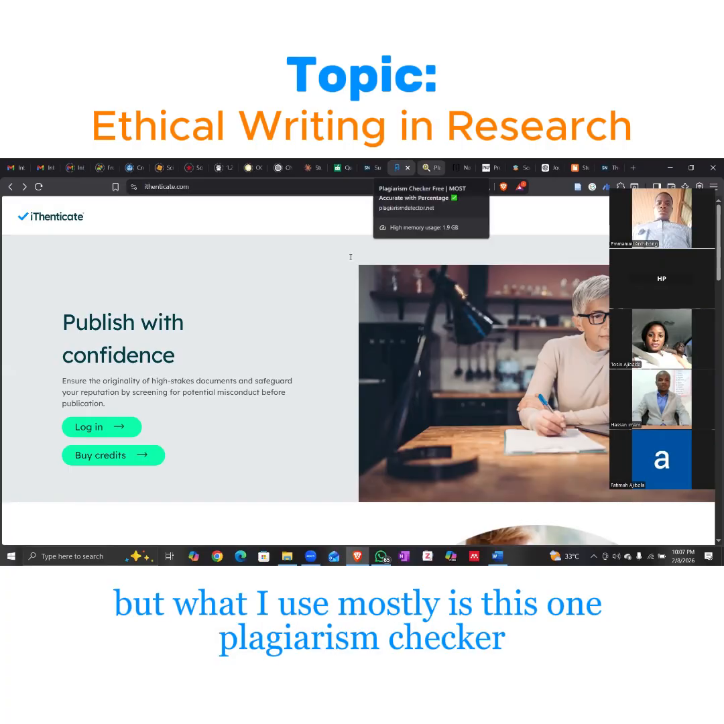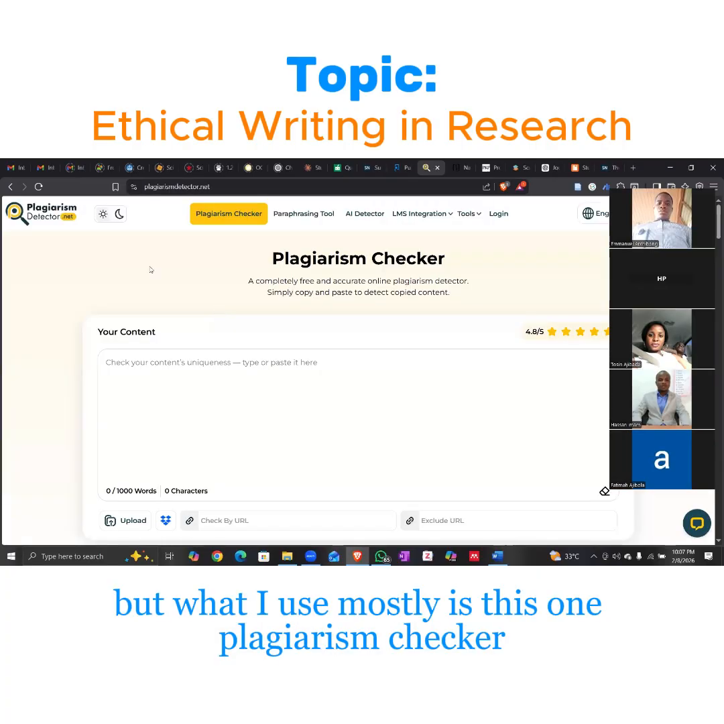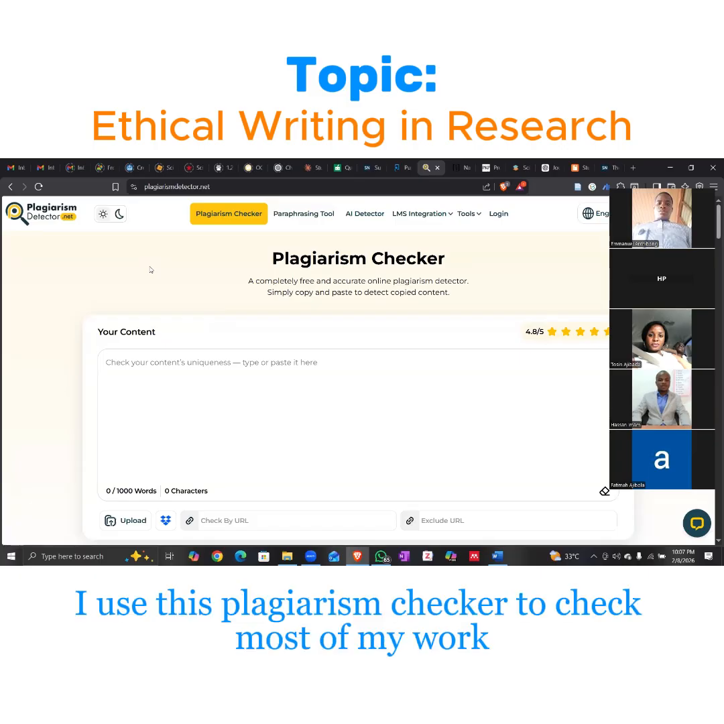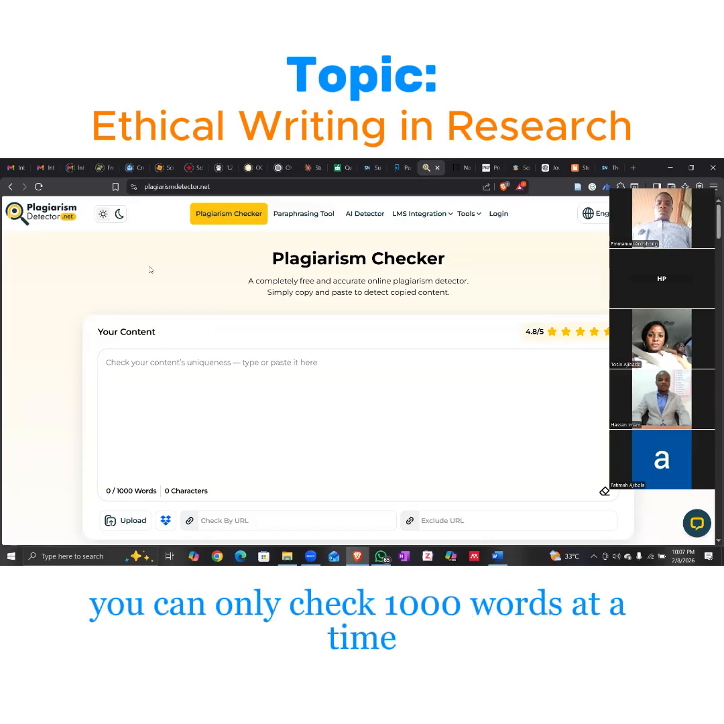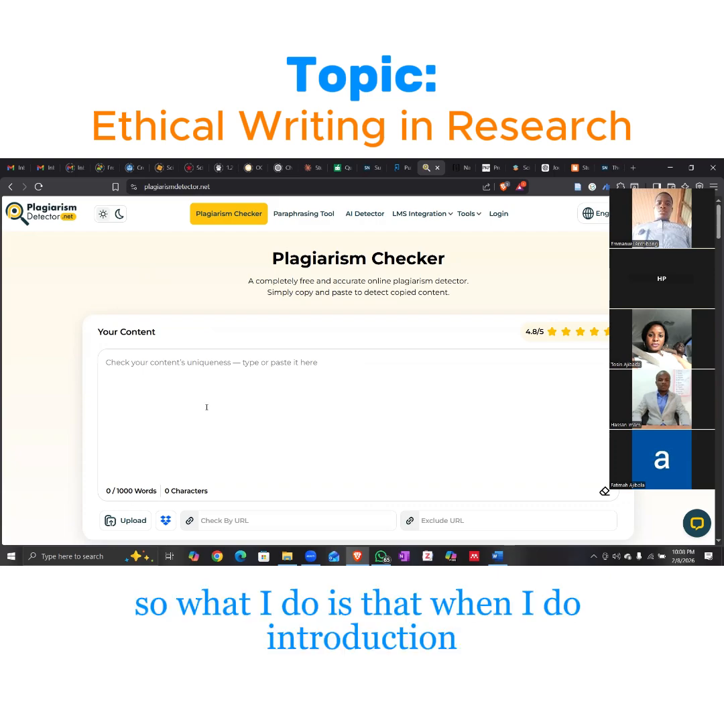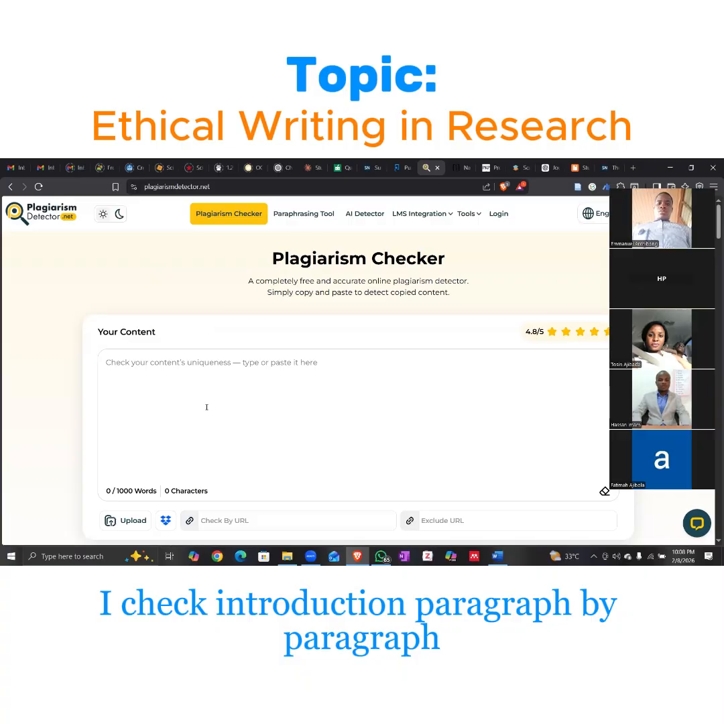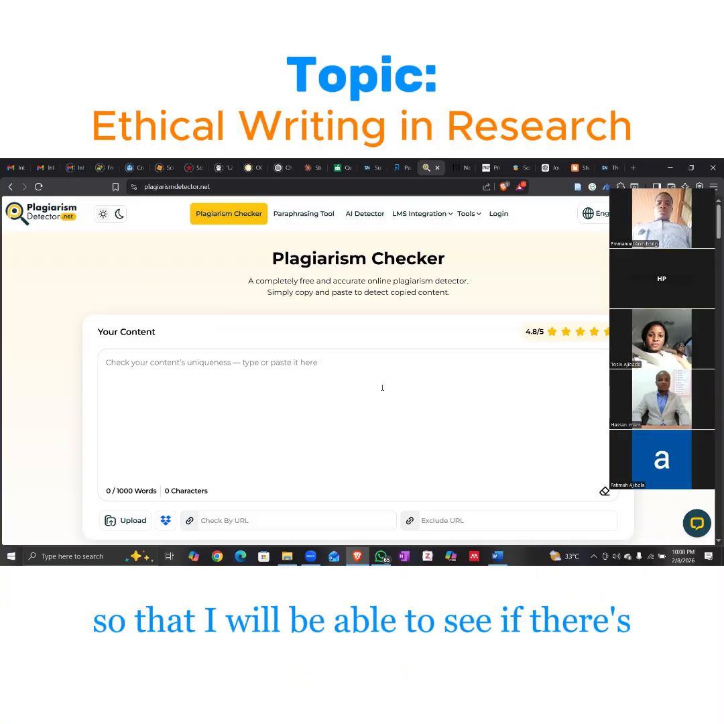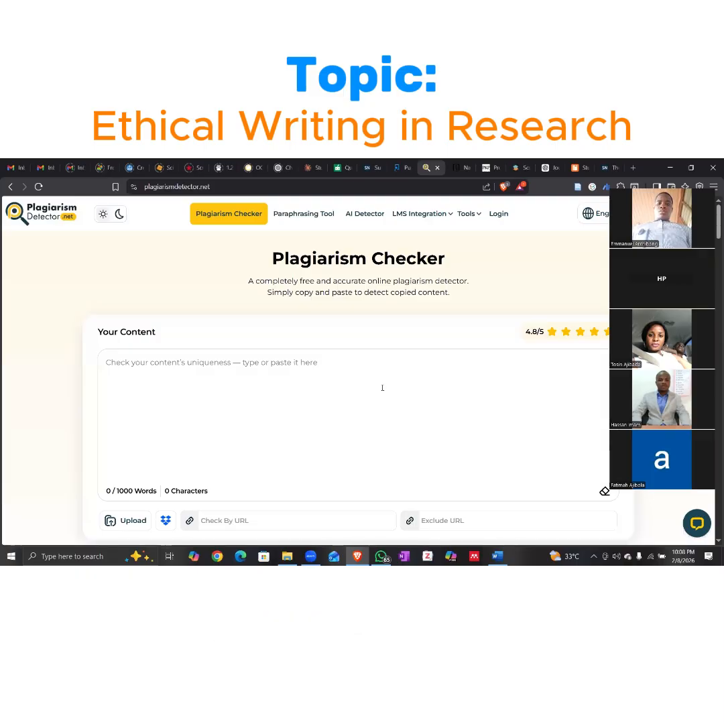But what I use mostly is this one, plagiarism checker. So I use this plagiarism checker to check most of my work, but it has a limitation. You can only check 1,000 words at a time. So when I do the introduction, I check it paragraph by paragraph so that I will be able to see if there's plagiarized content.